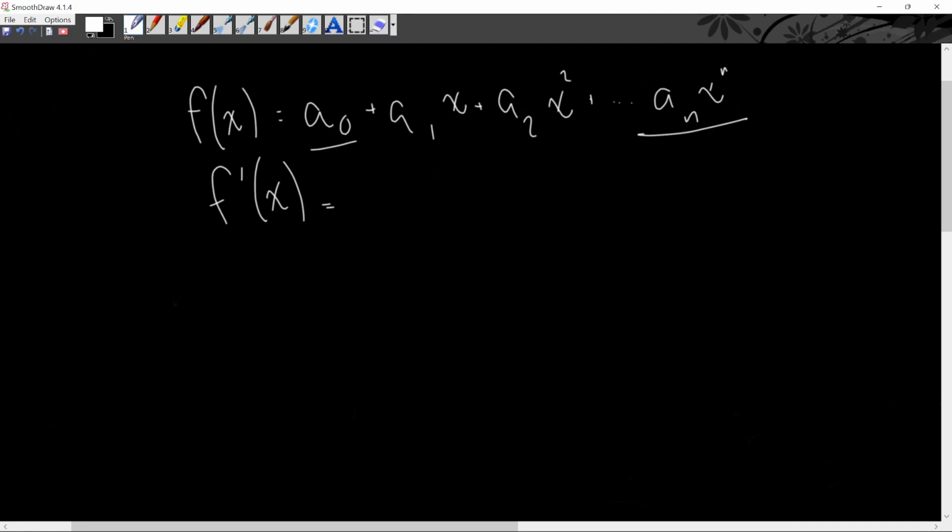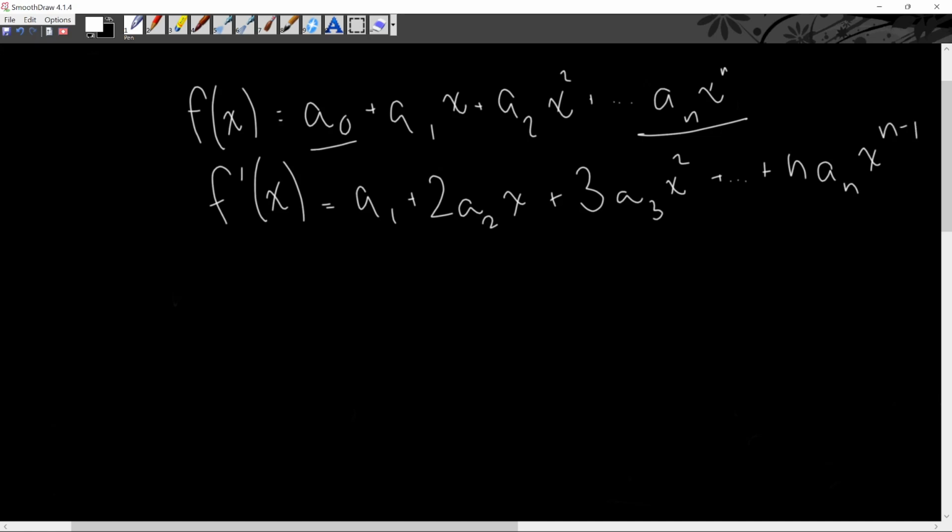So this is 0 plus the derivative of x, which is 1 times a sub 1, and then the derivative of x squared, which would be 2, so 2a sub 2 times x. And then, well, I didn't actually write it out, but we can still do 3 times a sub 3 x squared, and then on until you get to n times a sub n x to the n minus 1.